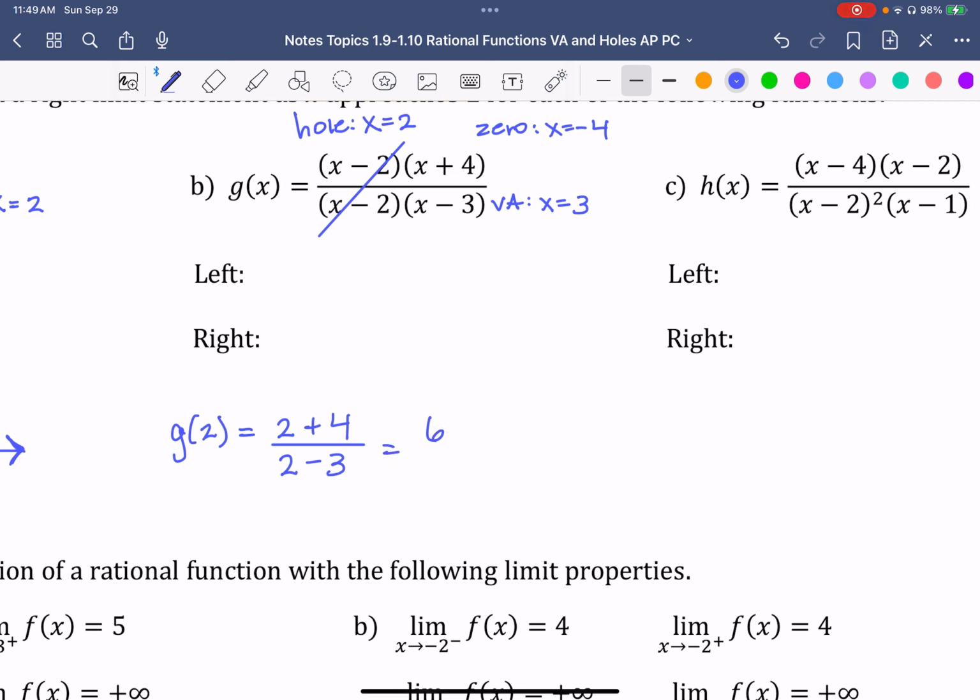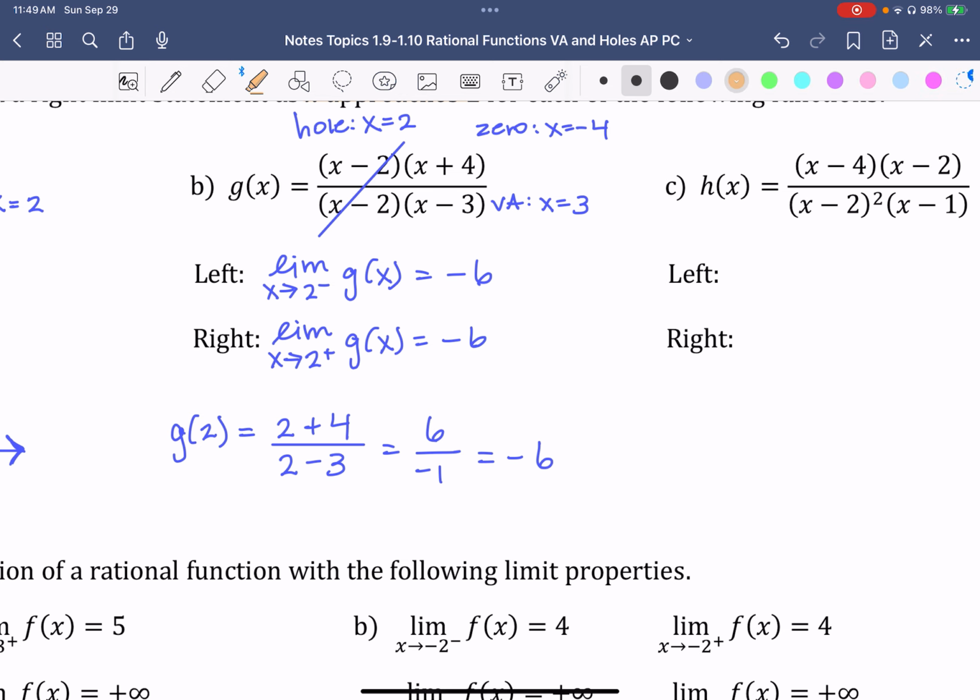2 plus 4 is 6. 2 minus 3 is negative 1. When you divide that, you get negative 6. Okay, so now we have the limit as x approaches 2 from the left, g of x equals negative 6. And the limit as x approaches 2 from the right, g of x equals negative 6.